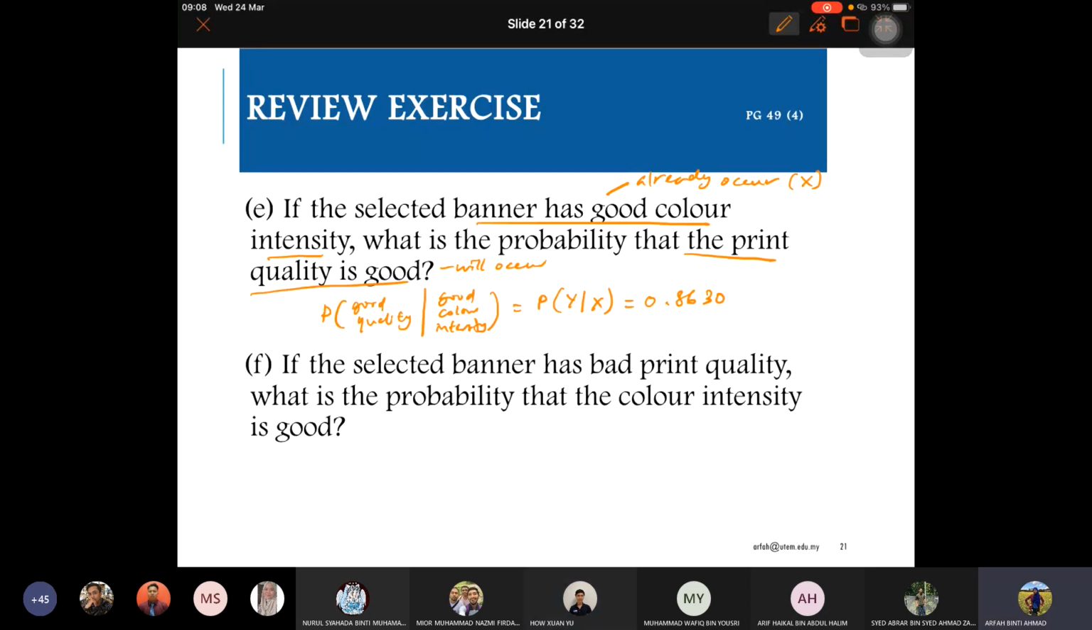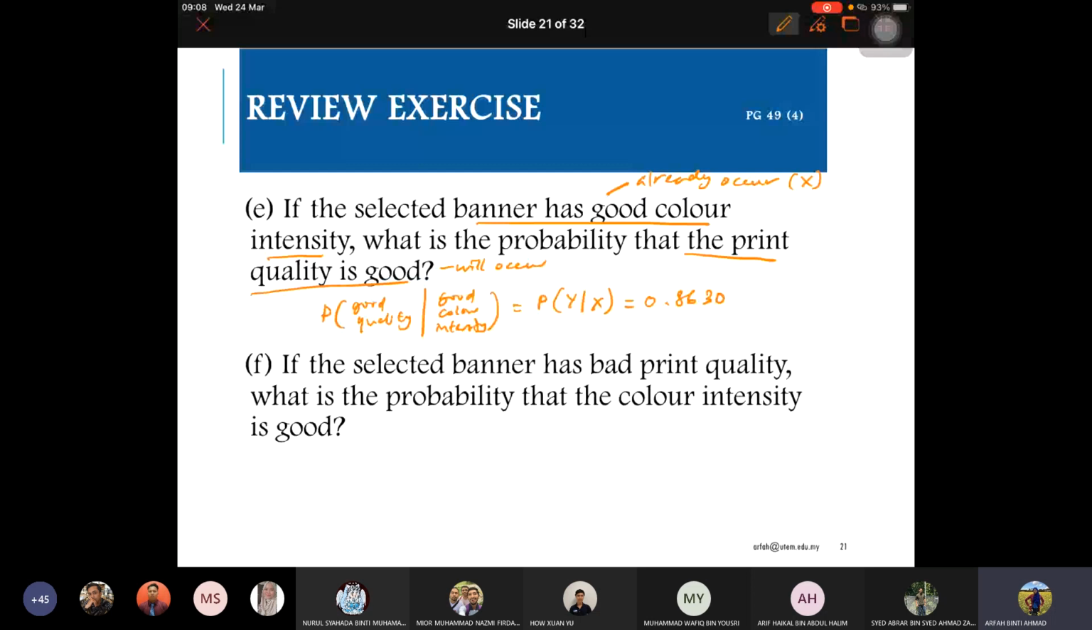Dan, okay. So the last one, if the selected banner has bad print quality, sini. Pauline, adik mana? Apa? If the selected banner has bad print quality, okay, what is the probability?